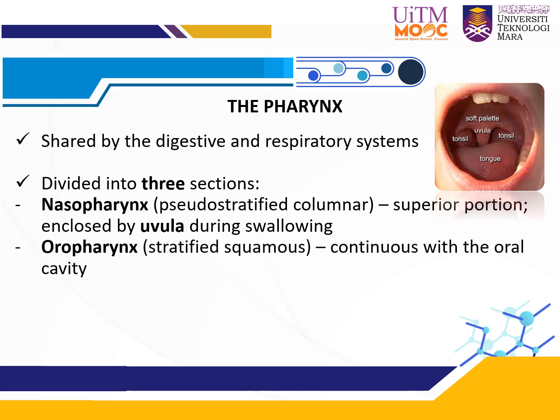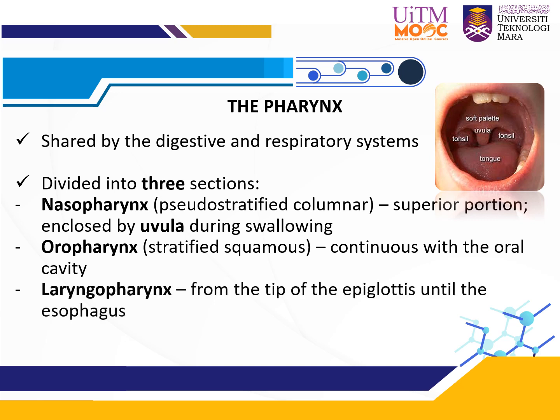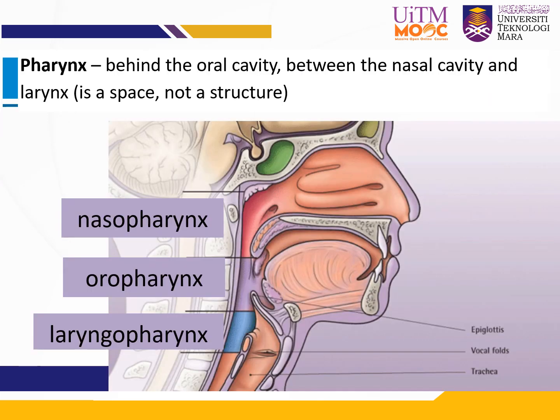And then we are followed by the oropharynx, composed of stratified squamous epithelium. It is continuous with the oral cavity. And the third part is the laryngopharynx, from the tip of the epiglottis until the esophagus. So the next part is to show you the picture of the pharynx. The pharynx is actually behind the oral cavity, as you can see in the picture, between the nasal cavity and the larynx. It is actually a space, not a structure. So as I have explained earlier, it is composed of 3 parts: nasopharynx, oropharynx, and laryngopharynx.